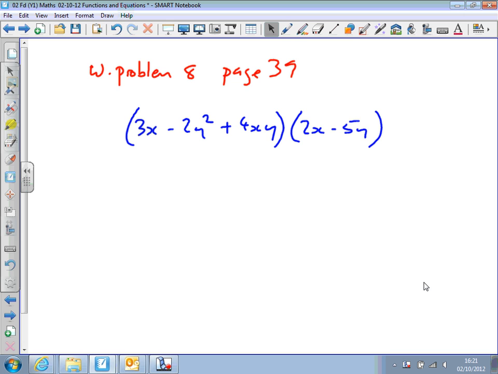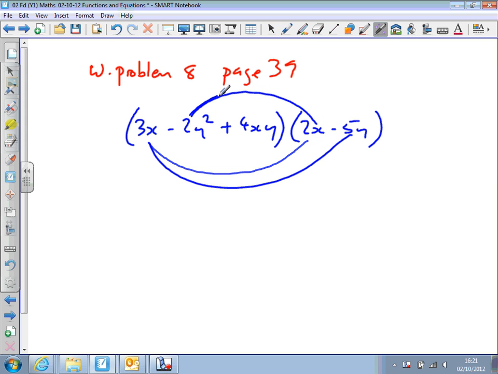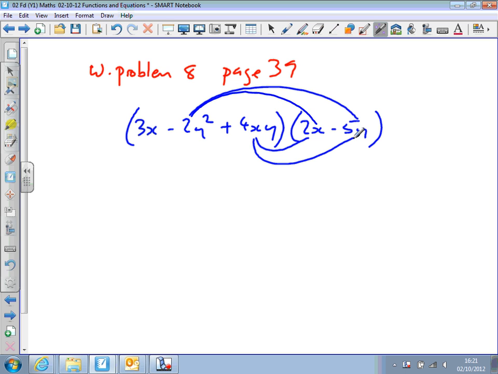Okay, so work problem 8, page 39. Let's have a look at this as an example. So multiply everything in one bracket by everything in the other. So I've got to multiply this by that and this by that, like that. And then I've got to multiply this by that and this by that, and so on for the other one. That times that and that times that. Every term in one by the other. So I always take this one and then multiply it by those two, and then this one, and so on. That's the way I work it, okay?